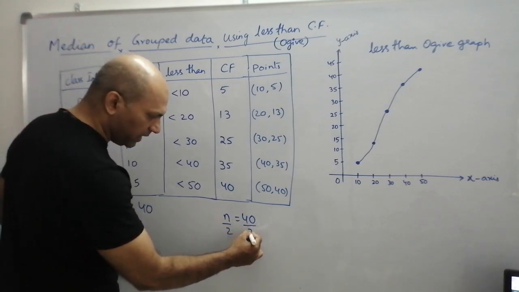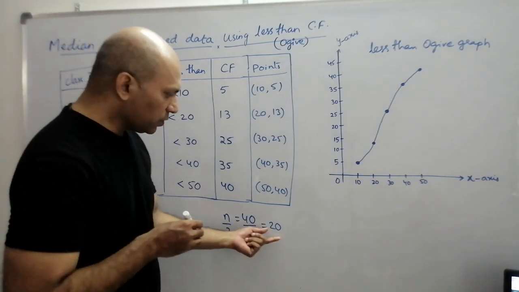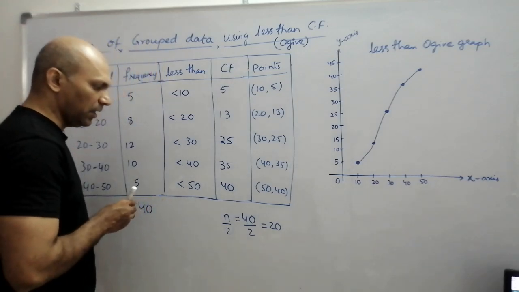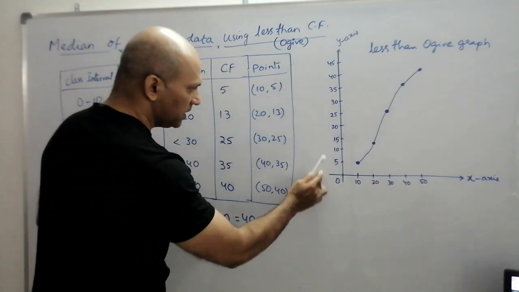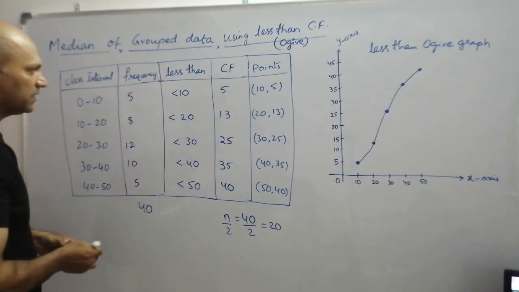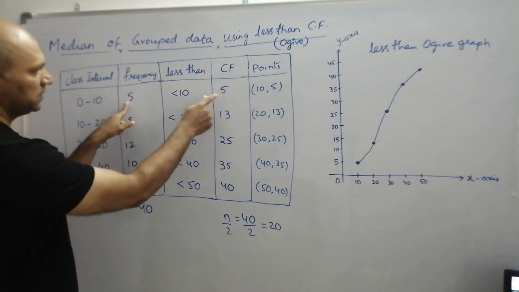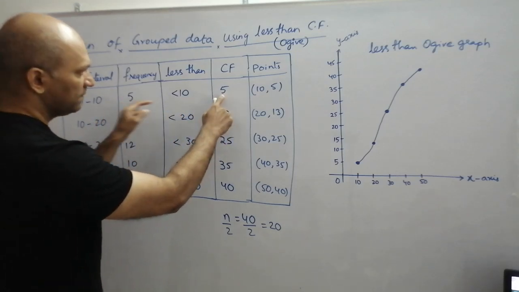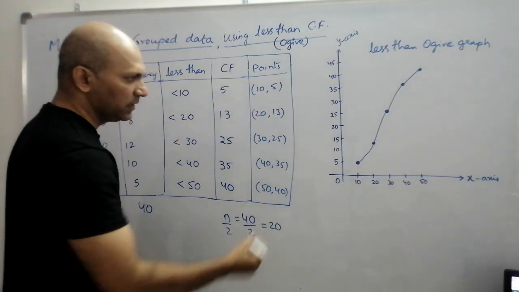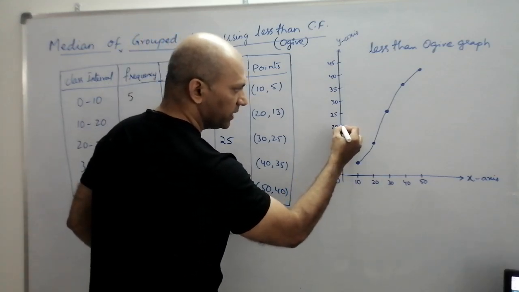What will be n by 2? N by 2 will be equal to 20. So the 20th student's marks will be the median marks, isn't it? Alright, so here on y-axis we have the students. On y-axis we have 5, 13, 25, 35 and 40. So 20th student is where? Here. 20th student is here.